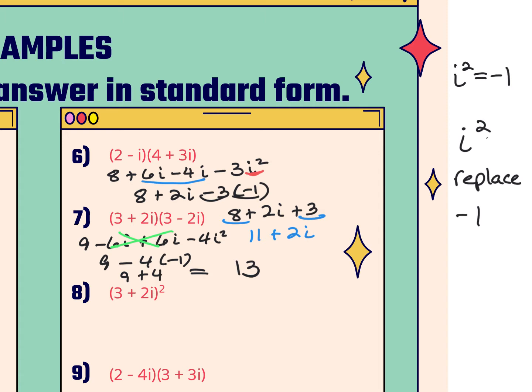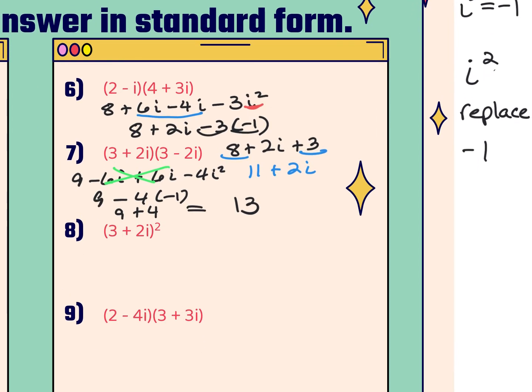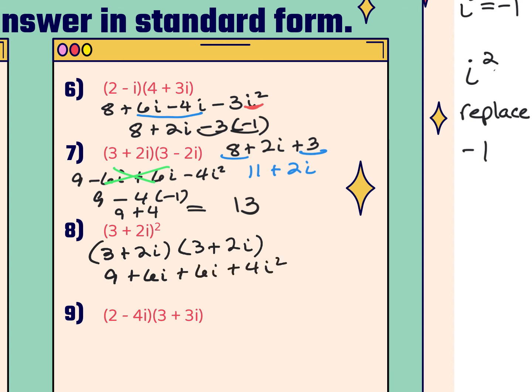Number 8. Remember, this is a binomial squared. We need to write it 2 times. Do not just try to square the 3 and square the 2i. You'll miss out on the middle term. So remember, we write it twice and we FOIL it. Or you memorize the pattern for a binomial squared. Either way. So first is 9, outside 6i, inside 6i, last is 4i squared.